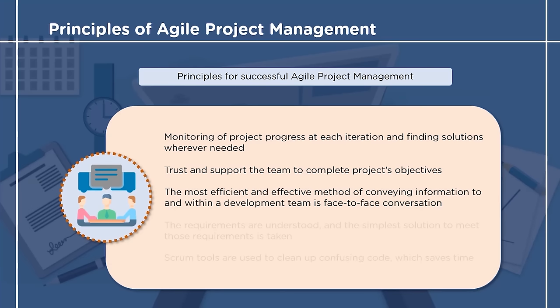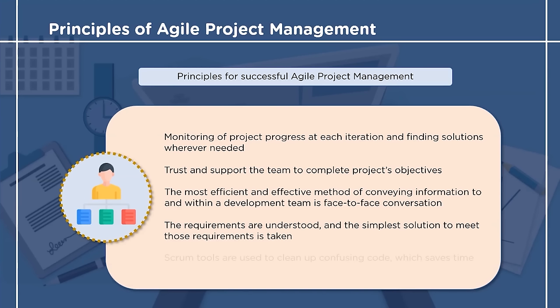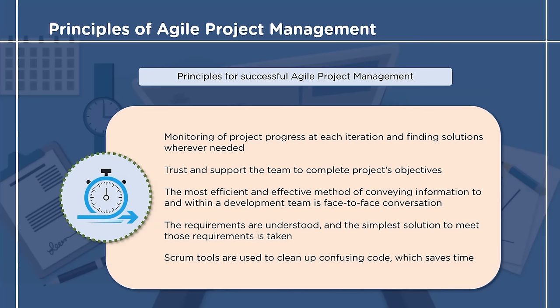The face-to-face conversation helps in both solving problems and easy knowledge sharing. Then the ninth principle emphasizes finding solutions and maximizing the amount of work done with simplicity. This ensures timely completion of tasks by all the team members. The last principle states that Scrum tools like Monday.com or Zoho Sprints must be used to simplify the complicated codes, which further helps in saving time.